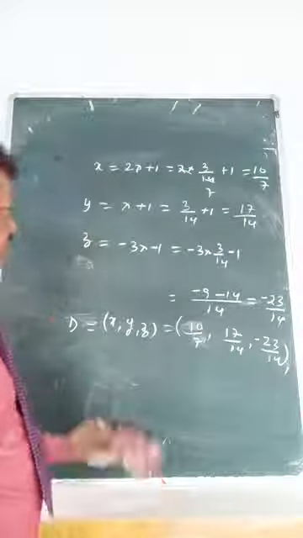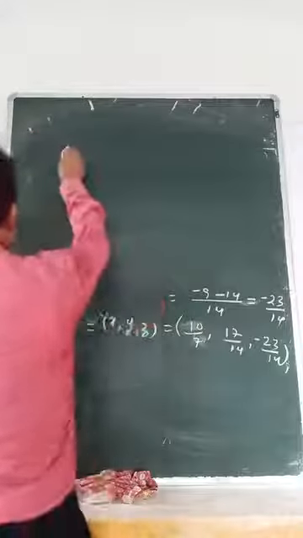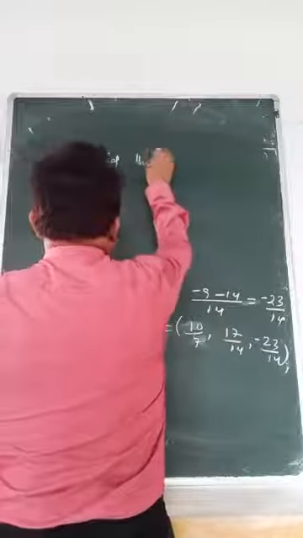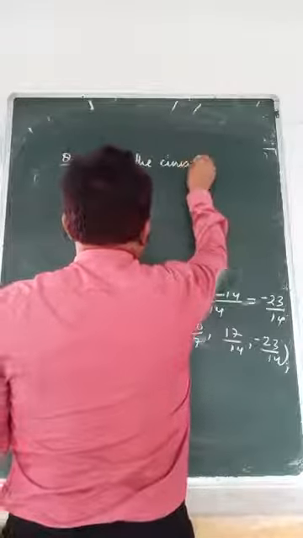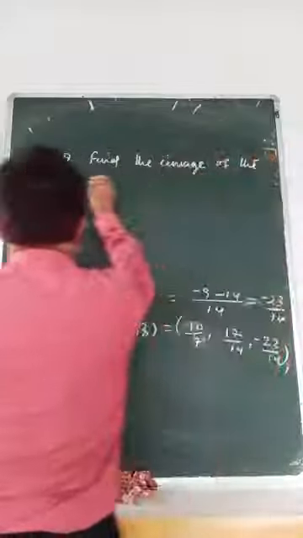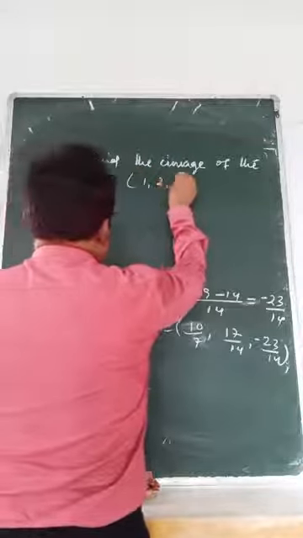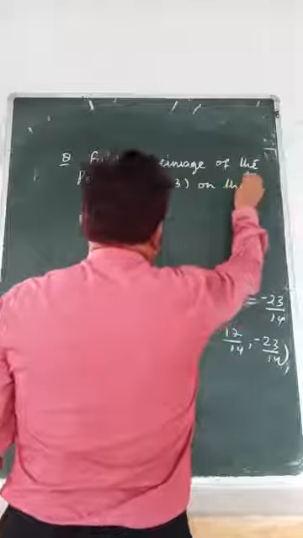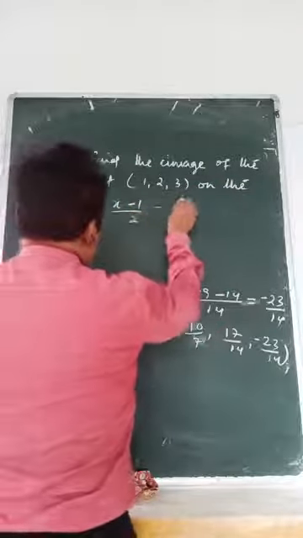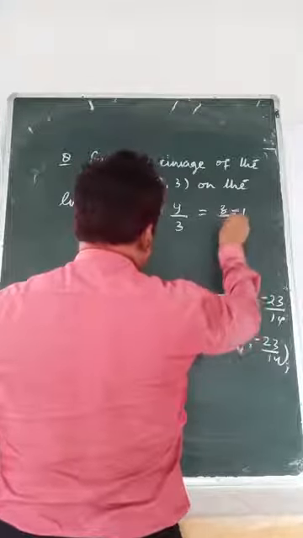See, another question also comes. Find the image of the point (1, 2, 3) on the line (x minus 1) by 2 equals y by 3 equals (z minus 1) by 4.